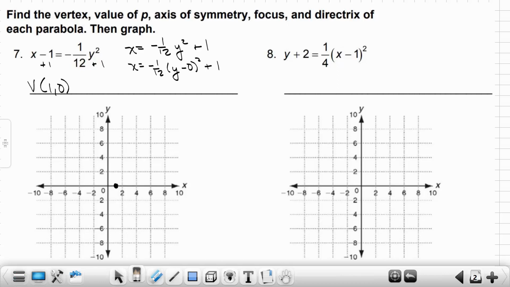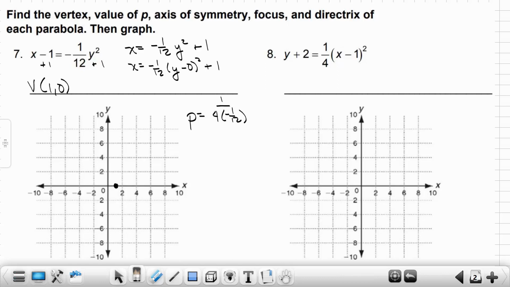We need the value of p. P is equal to 1 over 4a. What is my a? Negative 1/12. I want you guys to digest that for a second. The way that looks. 1 over 4 times negative 1/12. I want you to be okay with it because we're going to start working with it for a second. And hopefully we're going to be okay with it.